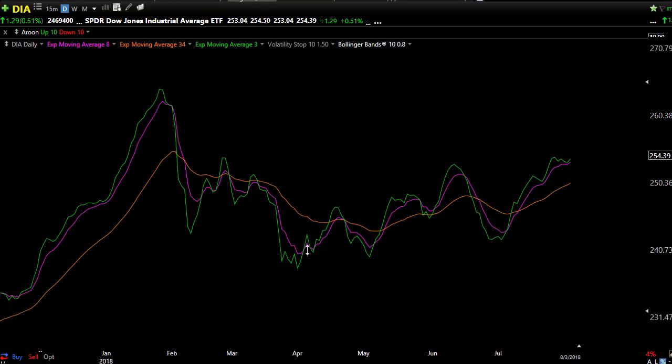This chart has the 3 exponential moving average as the green line. You can make it any color you want. Nothing about that makes any difference. The 8 exponential moving average is the pink, and the 34 exponential moving average is that orange.